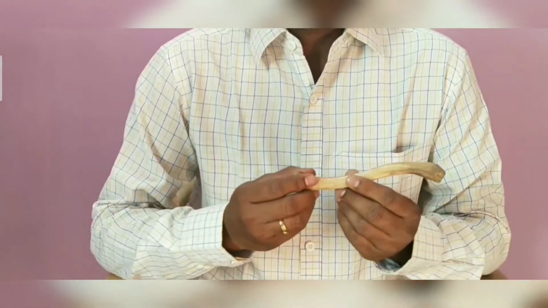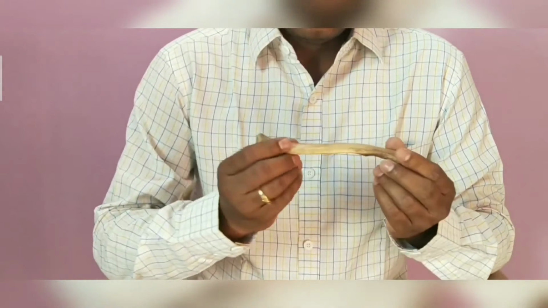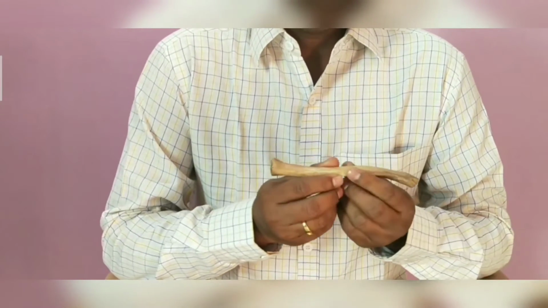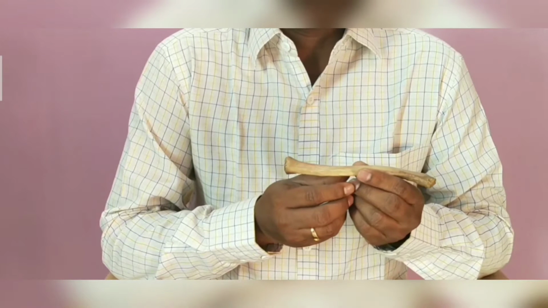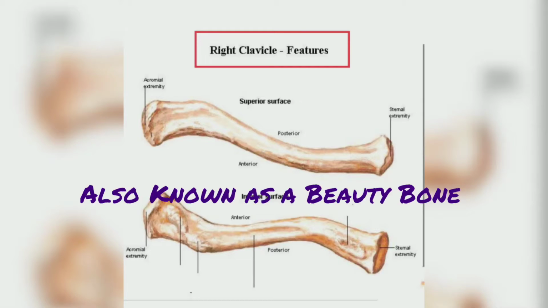Channel. Today we will discuss the anatomy of the clavicle bone. It is one of the upper limb bones. So let's discuss the anatomy of the clavicle. The clavicle is also known as the beauty bone.